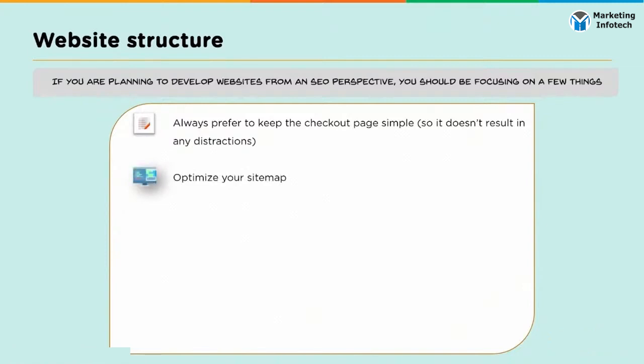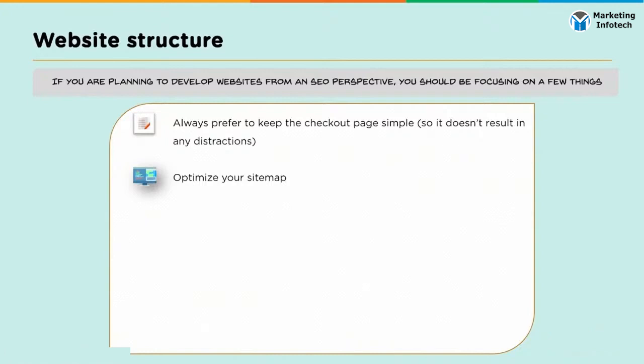You want to optimize your sitemap. When we talk about sitemaps, we want to make sure that it's an XML file that basically includes all of our URLs. And we can then turn around and give that sitemap to the search engines.